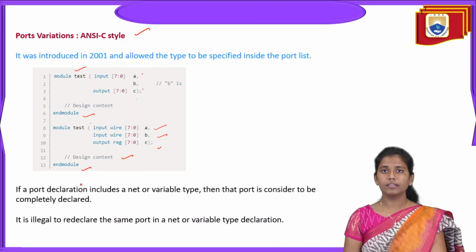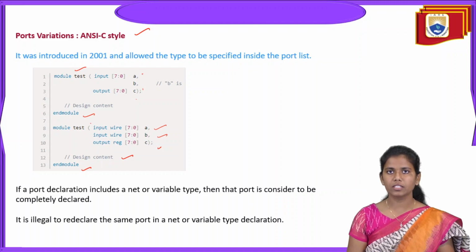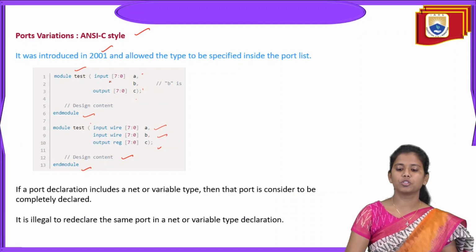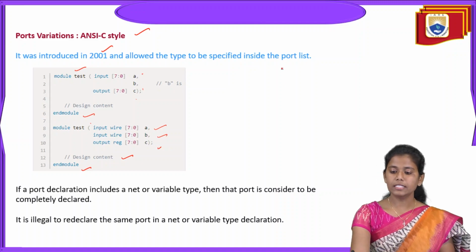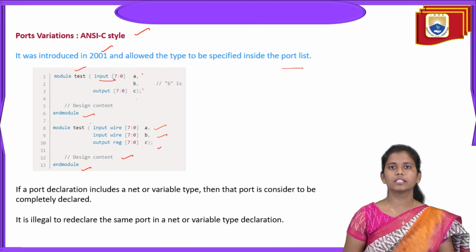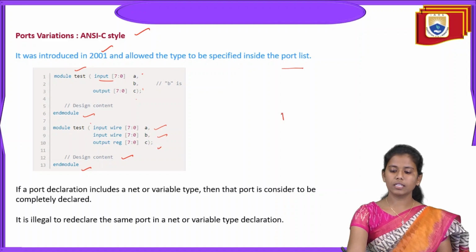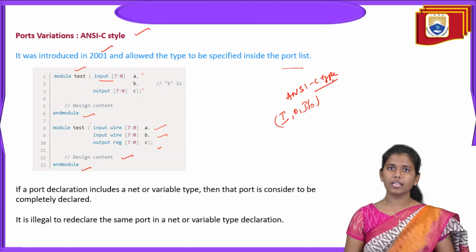So here, this is the ANSI C style port connection version, okay, port variation. It was introduced in 2001, and it allowed the type to be specified inside the port list. So inside the port list, everything is specified clearly. And usually the port list contains input port, output port and in-out port, right? So in this ANSI C style port variation, we are seeing that inside the port list, everything is declared or instantiated properly.